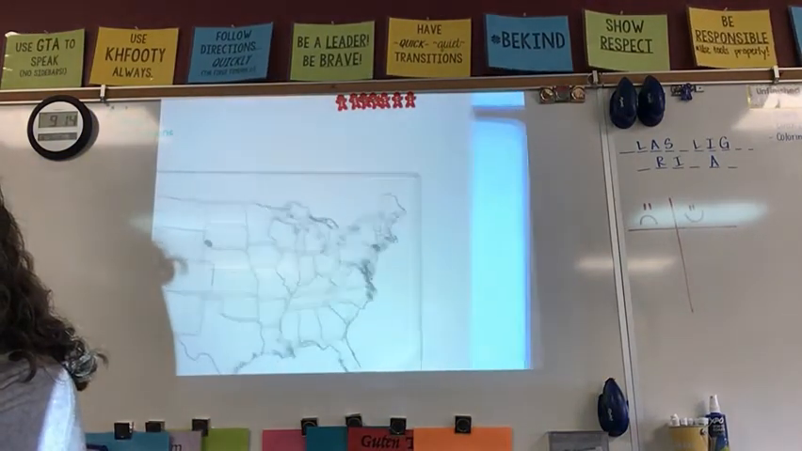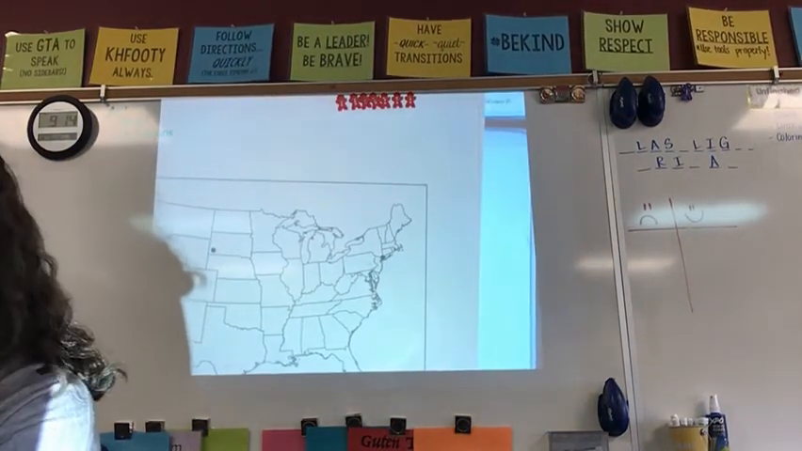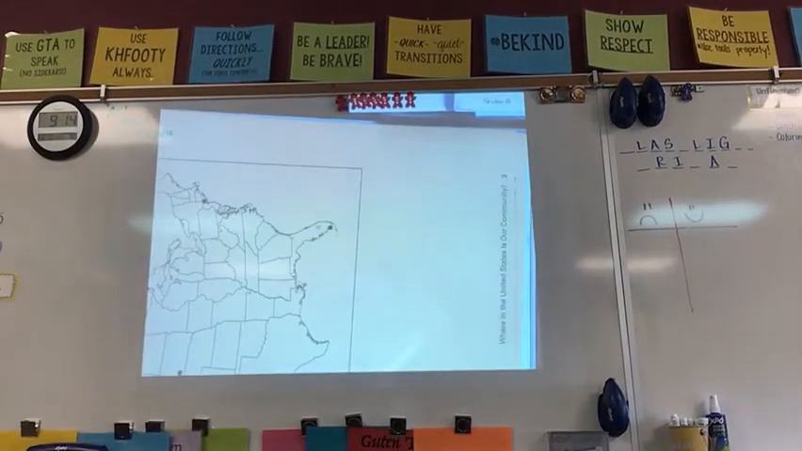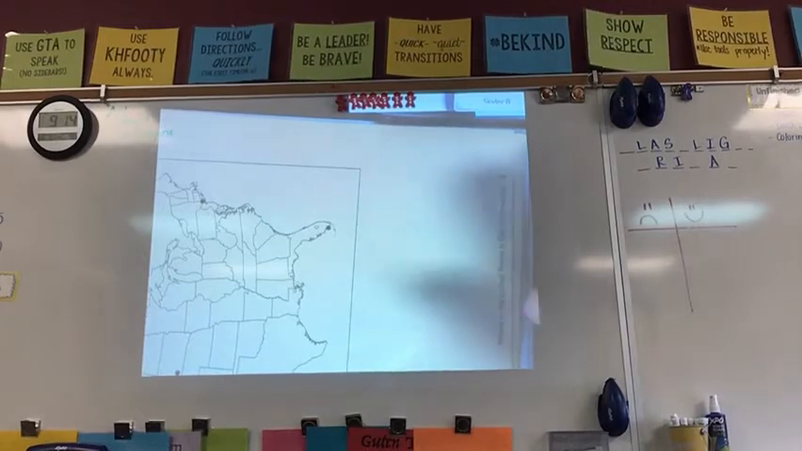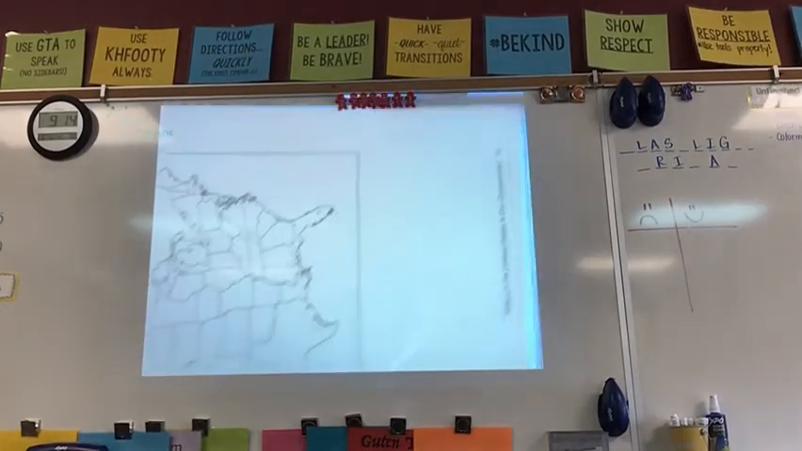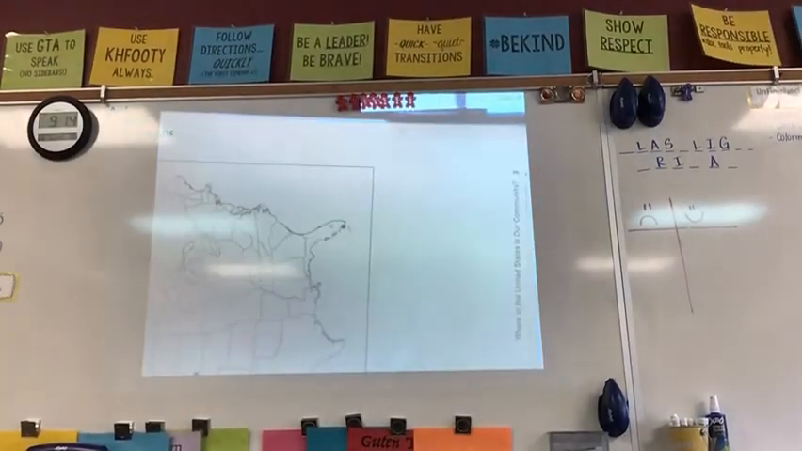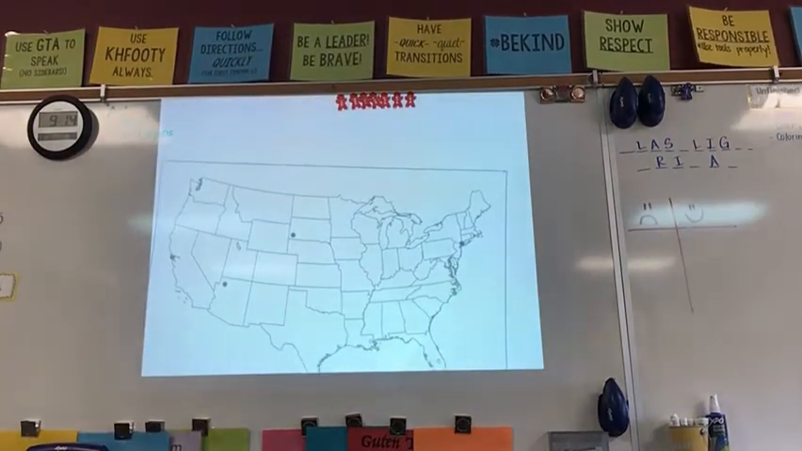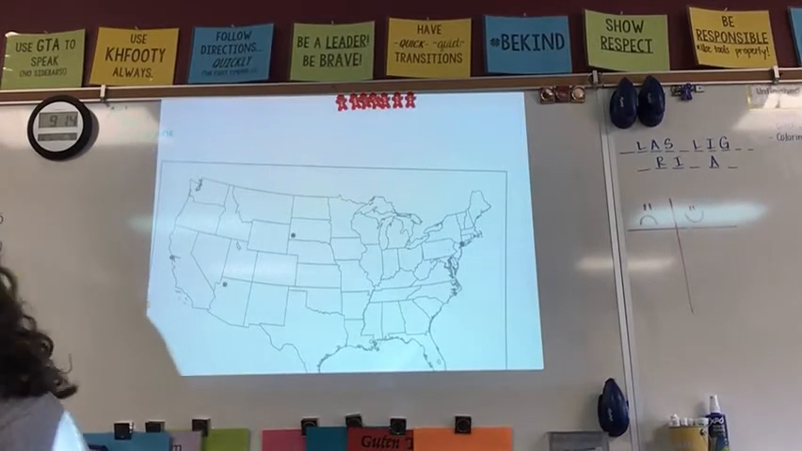Oh, that's weird. It's sideways. There we go. We'll try that. Why is it sideways? That's not sideways for you? Okay. Weird. It looks weird for me on the iPad.